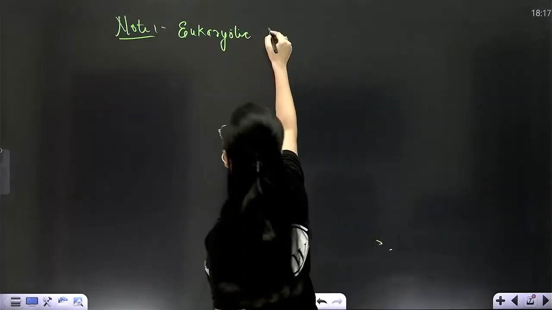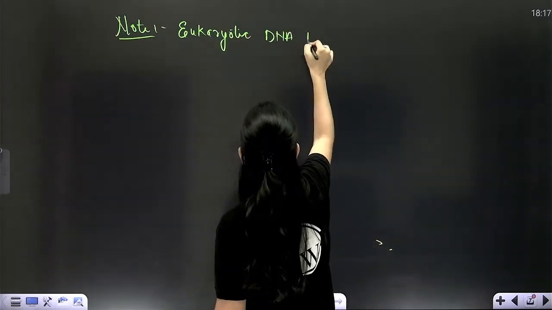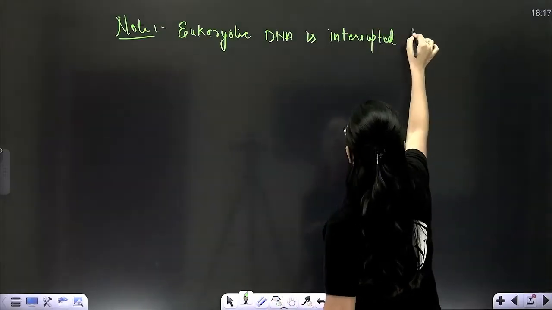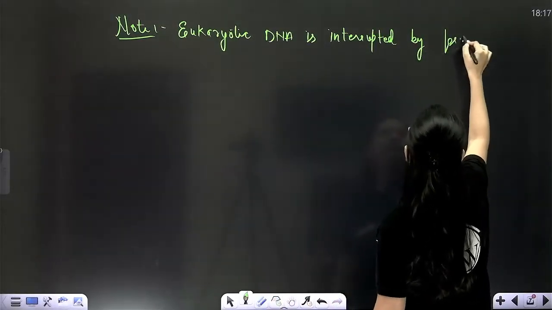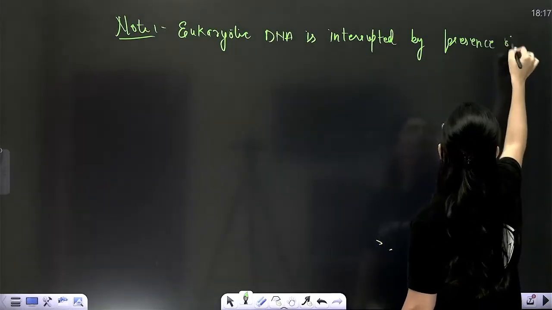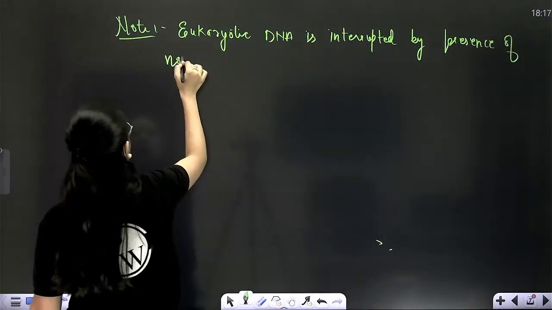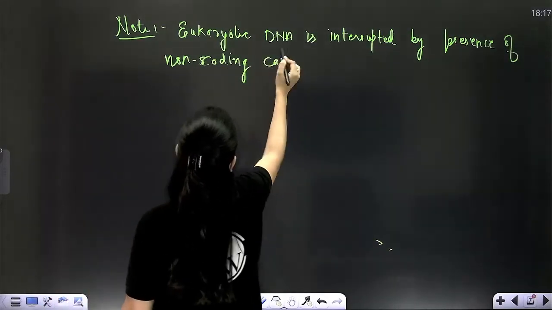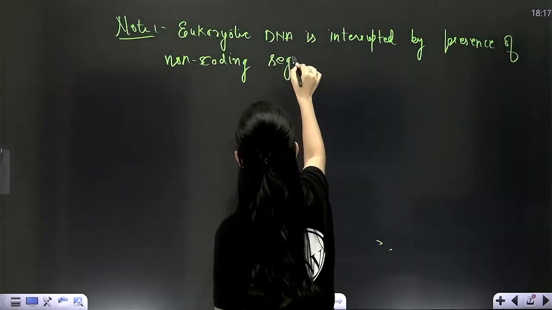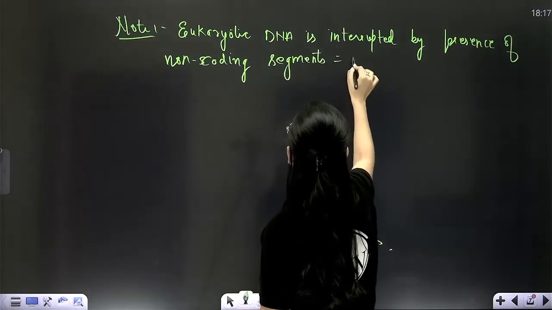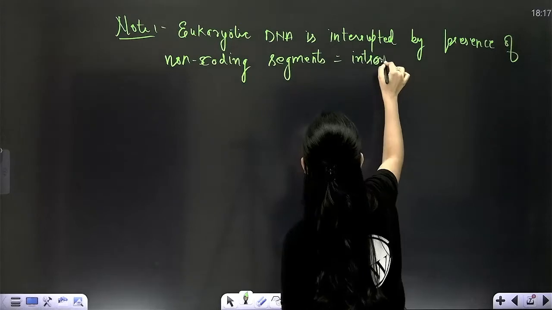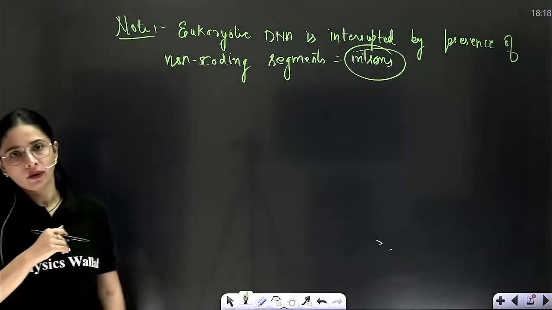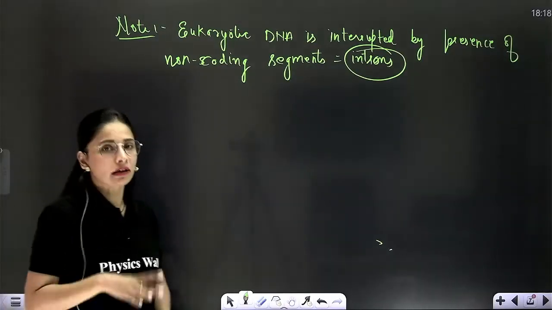So eukaryotic DNA is interrupted by the presence of non-coding segments, called introns, and these introns, beta, are absent in the DNA of prokaryotes. So eukaryotic DNA is rich in introns.